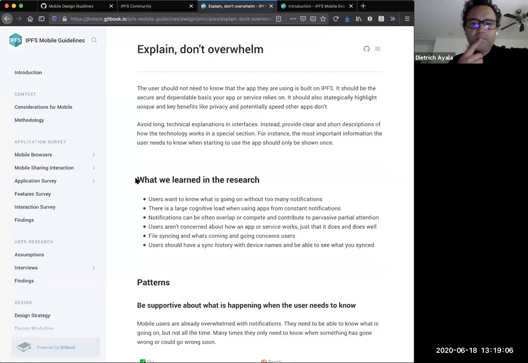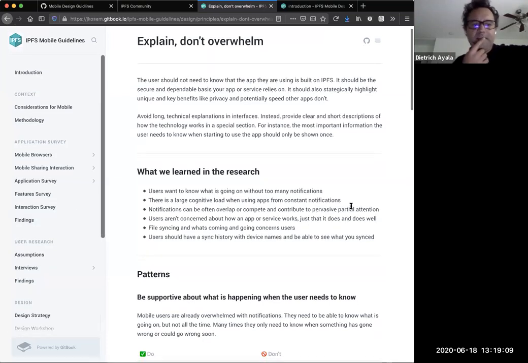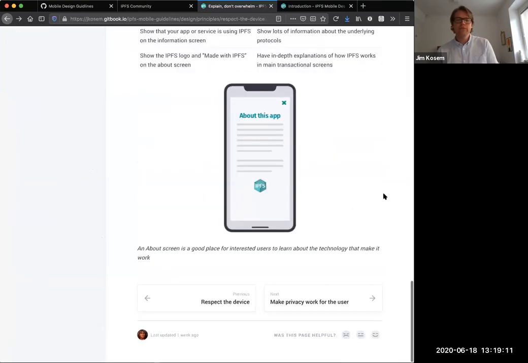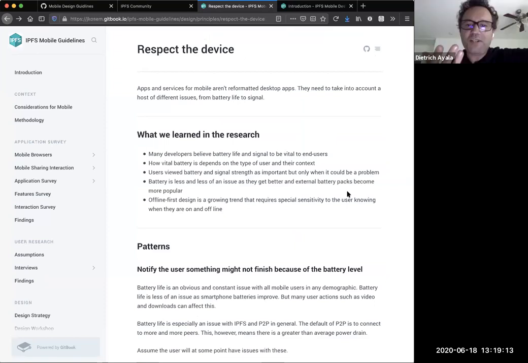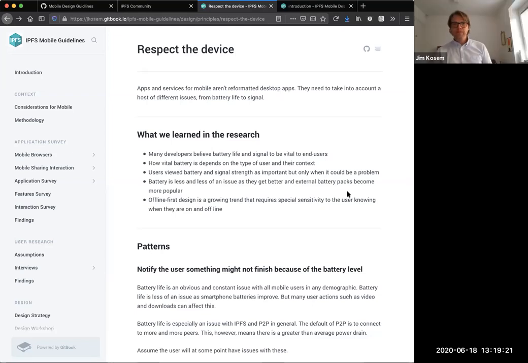Sorry? Yeah, I just wanted to make a note on respect the device. Yeah, sure. I feel like this was one of the most challenging bits when we were doing the synthesis, because we have sometimes conflicting reports where maybe a user in the research says, no, battery is not important to me, but it's because they carry around two battery packs. Yeah, exactly. Or no, three phones. I'm not worried about bandwidth. I carry around three battery packs, four SIM cards, and three phones, right?